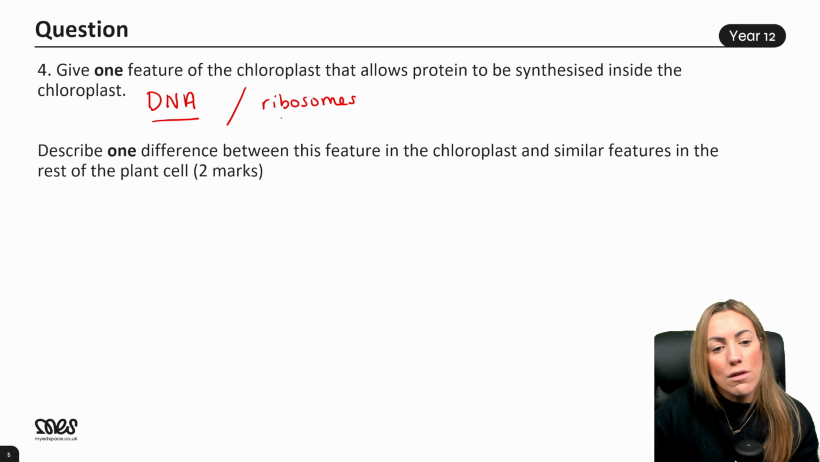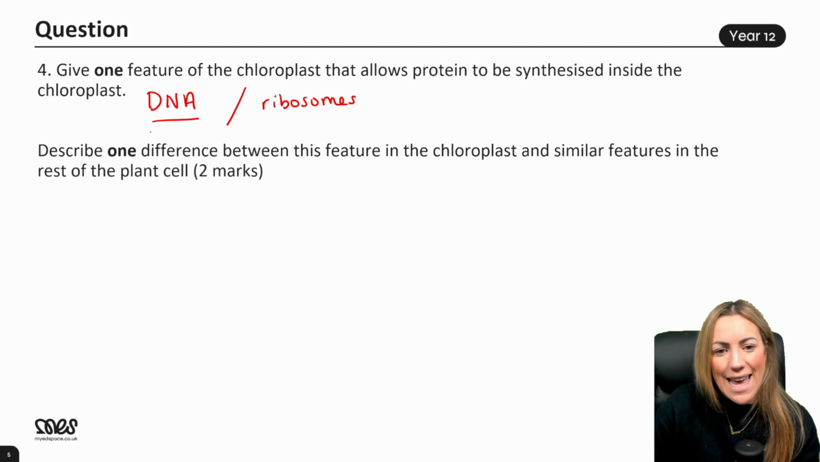And this is great for chloroplasts because it means they can make their own enzymes that they need for photosynthesis, like Rubisco. If you're in year 13, you'll know that one. Describe one difference between this feature, so whichever one we've named in part 1 of the question, in the chloroplast, and similar features in the rest of the plant cell.